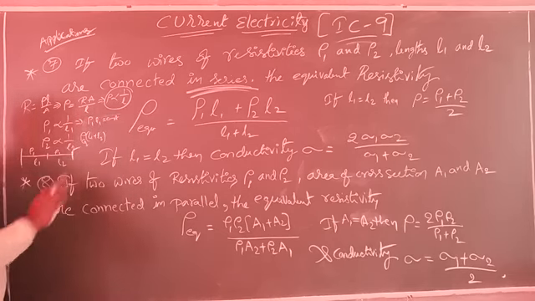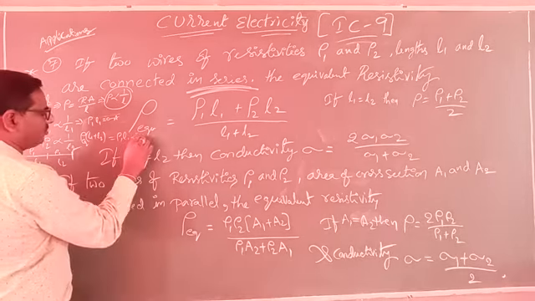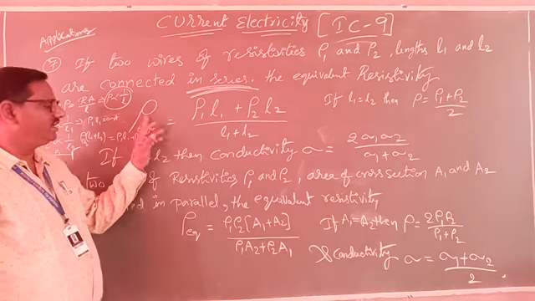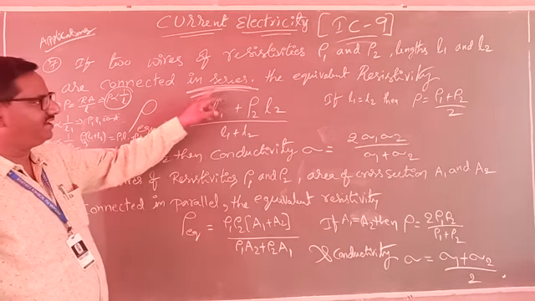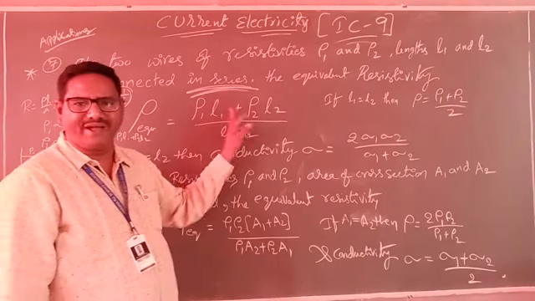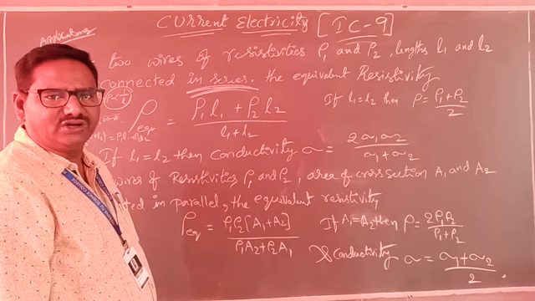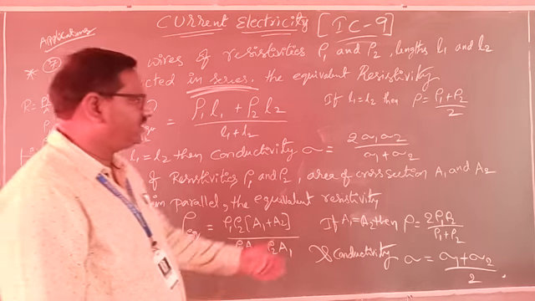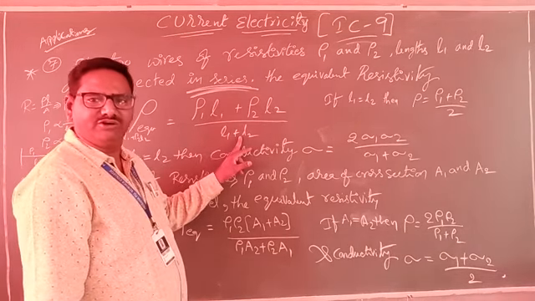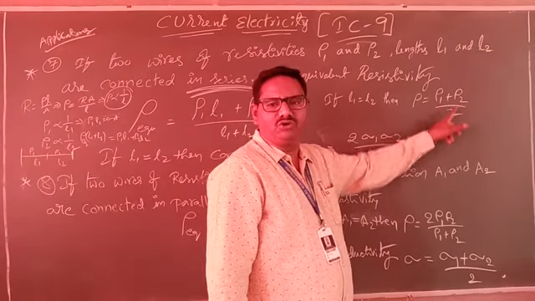Say yes or no? Similarly, series, so R1 plus R2. Instead of this R1, what you can write? Rho 1 L1 plus rho 2 L2. Now take the rho equivalent L1 plus L2 to this side, then you can get this. So rho equivalent, effective resistivity, equals rho 1 L1 plus rho 2 L2 by L1 plus L2. Clear? If both lengths are equal, if you take two identical lengths, very simple, then L1 equals L2, so take L common. Here L plus L is 2L, L will get cancelled, then what you can write? Rho 1 plus rho 2 by 2.